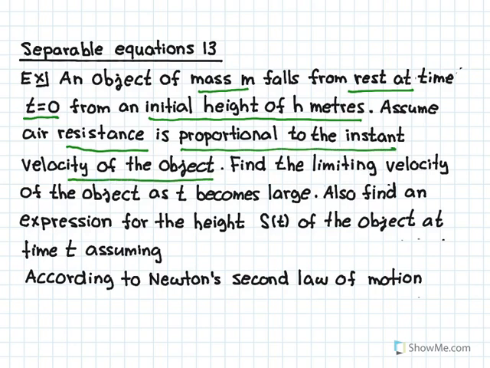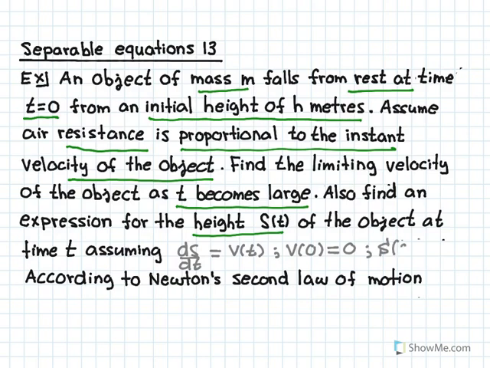Find the limiting velocity of the object as t becomes large. That means as t goes to infinity. Also find an expression for the height s of t of the object at time t, assuming that ds/dt is the rate of change of position with respect to time, so that is velocity. ds/dt is equal to v of t. Initial velocity is 0 because the object falls from rest. And initial height, s of 0, is equal to h.